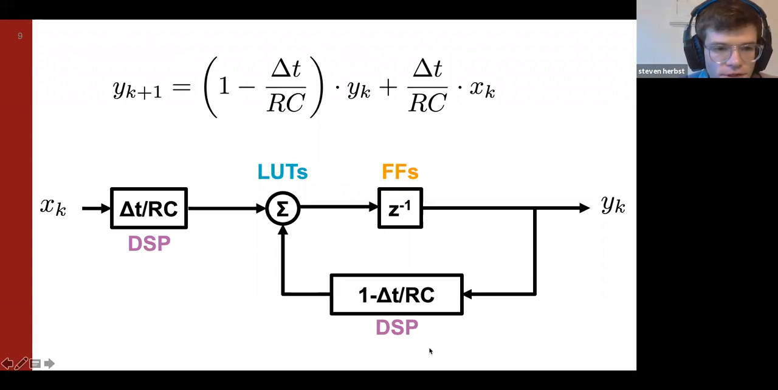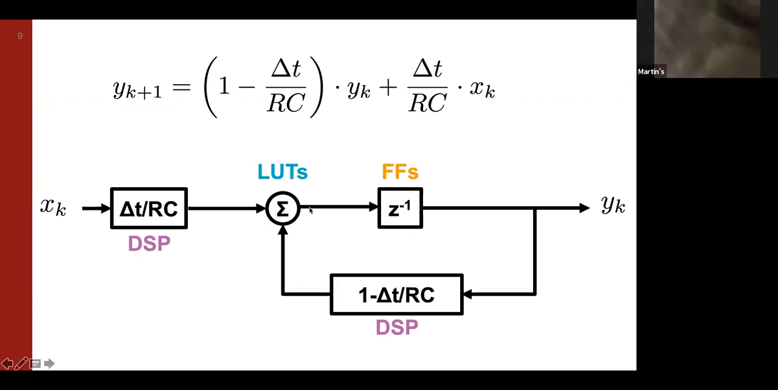So, if we look at how this maps to an FPGA, it's a great fit. This discrete time equation consists of two multiplications, which can map to DSP slices on an FPGA, and an addition, which is also very efficient to implement using LUTs.